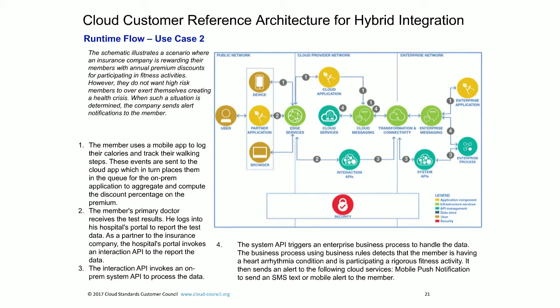Once this data is collected, these events are sent into the cloud app, and the cloud application, using the event gateway, the cloud messaging component, places them in a queue for an on-prem application to aggregate and compute the discount percentage. So going through the cloud messaging component through the secure transformation and connectivity, received by the enterprise messaging component, and then eventually it reaches the enterprise application that would process this data and determine what the discount percentage is that needs to be given to the member.